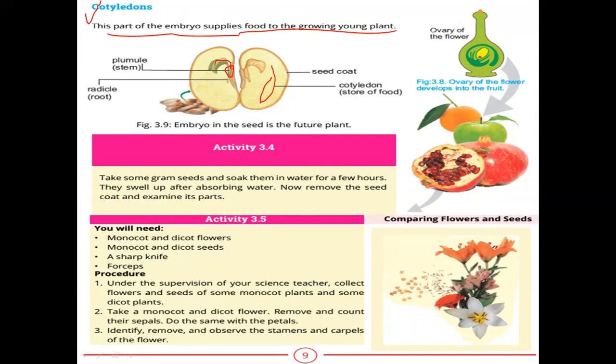So if you see here, the ovary of the flower changes into fruit, and the ovule inside it changes into seeds, one seed or lots of seeds.